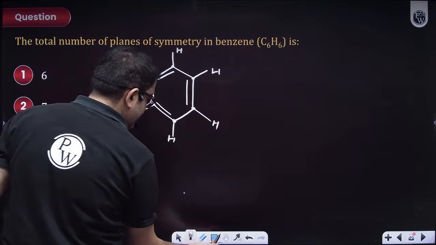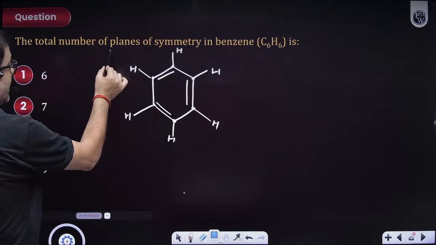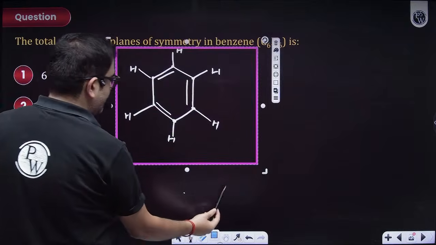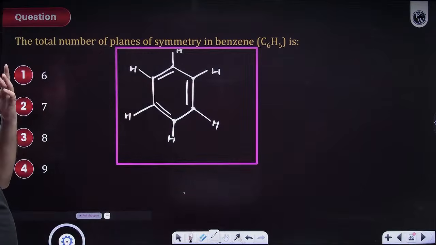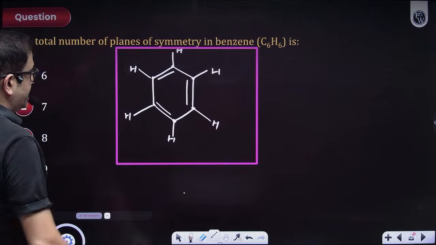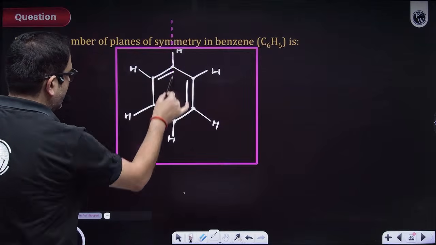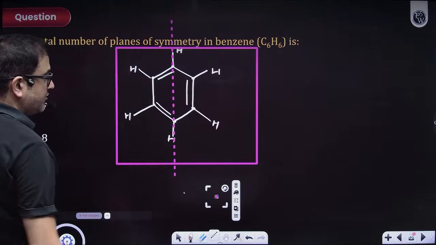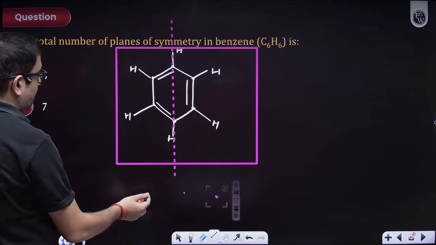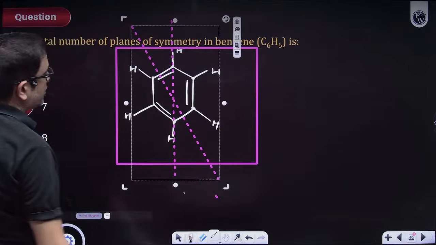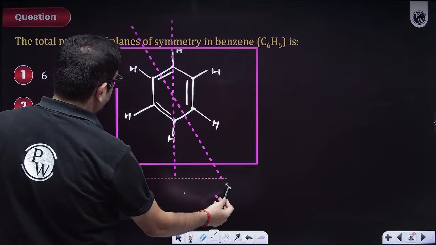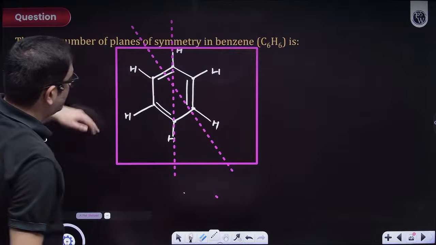But let us try. Obviously, if you cut along the plane, then the complete molecule is planar. So this is one of the planes of symmetry. What else? Then obviously, if I cut along this, this is one plane of symmetry. If you cut along the middle, this will also have a plane of symmetry. I hope you're getting it, if I'm just cutting through the center.